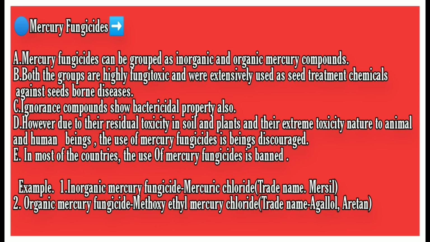3. Mercury fungicides. A. Mercury fungicides can be grouped as inorganic and organic mercury compounds. B. Both the groups are highly fungitoxic and were extensively used as seed treatment chemicals against seed-borne diseases. C. Inorganic compounds show bactericidal property also. D. However, due to their residual toxicity in soil and plants, and their extreme toxicity to animals and human beings, the use of mercury fungicides is being discouraged. E. In most countries, the use of mercury fungicides is banned. Examples. 1. Inorganic mercury fungicide: mercuric chloride, trade name Mercil. 2. Organic mercury fungicide: methoxyethyl mercury chloride, trade names Agallol, Aretan.